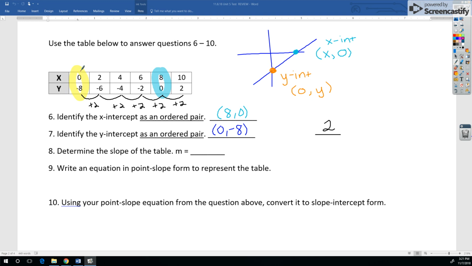Now I'm going to look at my x's. 0 to 2, 2 to 4, 4 to 6, 6 to 8, 8 to 10. And 2 divided by 2 is 1.